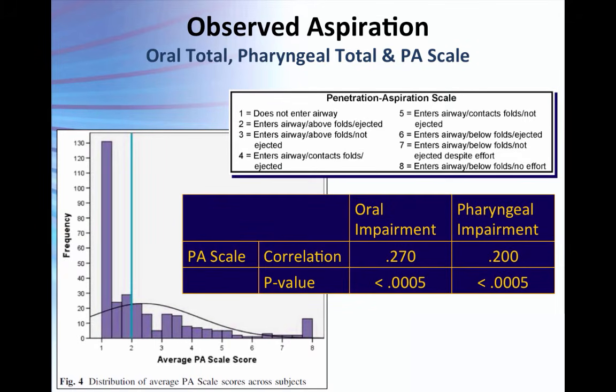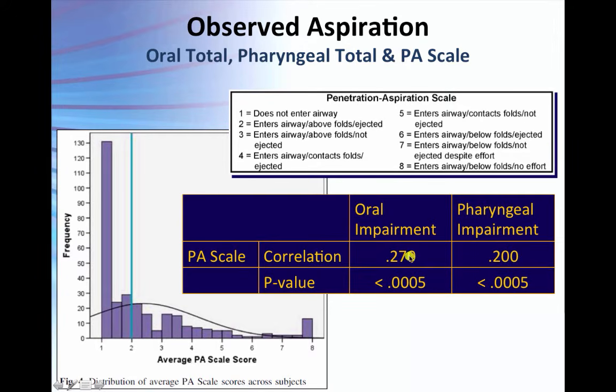I show you this slide because, again, this question always comes up, and I know we get so concerned about penetration and aspiration. And again, it's very important, but it's only one component of an MBS. You can look at our original data here, that even though we had statistically significant relationships between the PA scale scores in these 350 patients and our oral impairment and pharyngeal impairment, you see the p-values here.